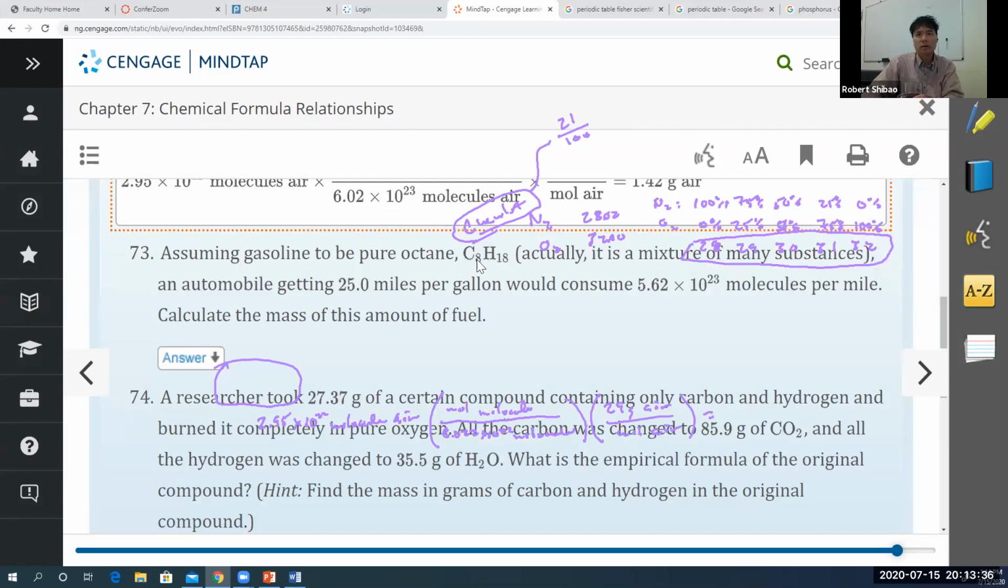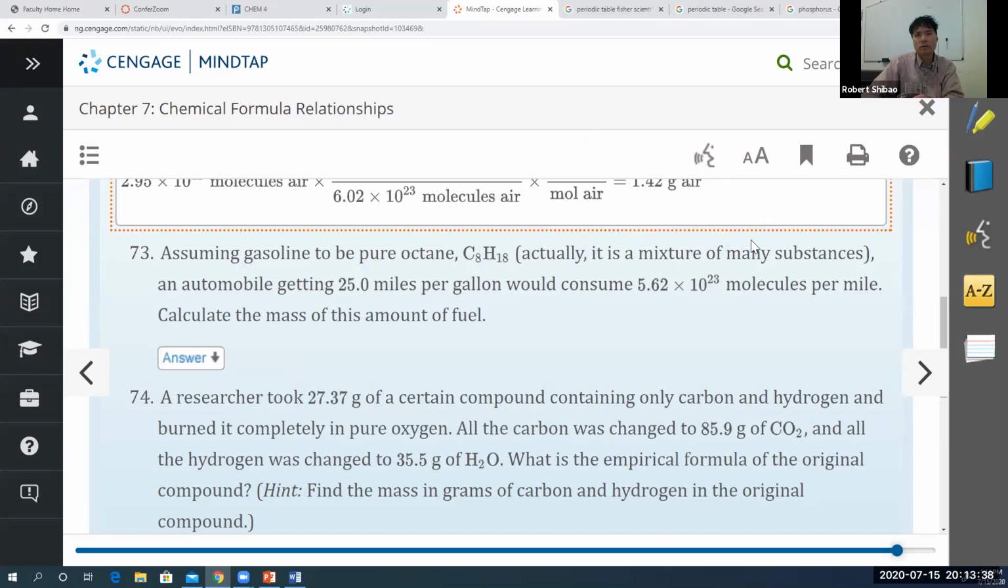Assuming gasoline to be pure octane, it's not. Gasoline is a big mixture, but let's assume it's octane. Octane is a hydrocarbon containing 8 carbons and 18 hydrogens. An automobile getting 25.0 miles per gallon would consume 5.62 times 10 to the 23rd molecules per mile. That's almost a mole. Calculate the mass of this amount of fuel.